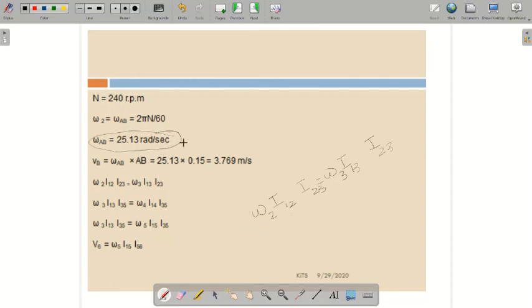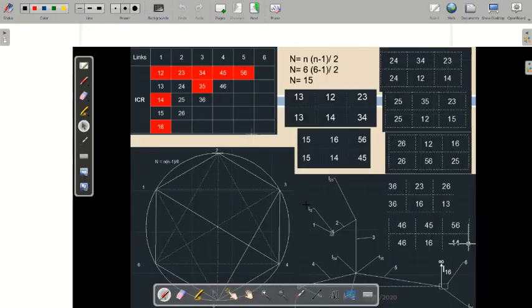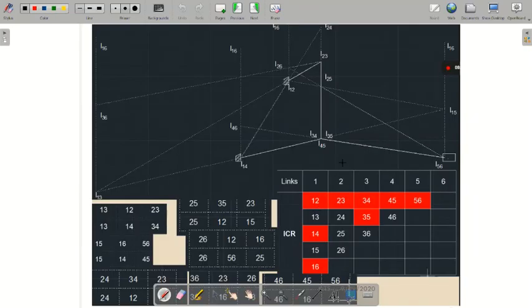Omega 2 value is 25.13. Okay, write down this value, 25.13, into the distance between 1 2 and 2 3. Where is 1 2? This is 1 2. Distance between 1 2 and 2 3.